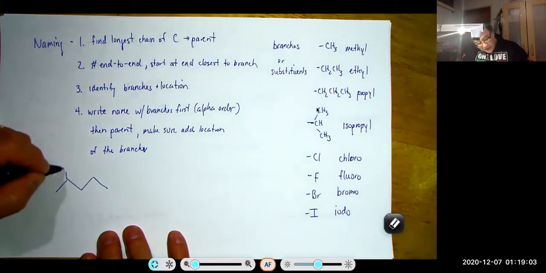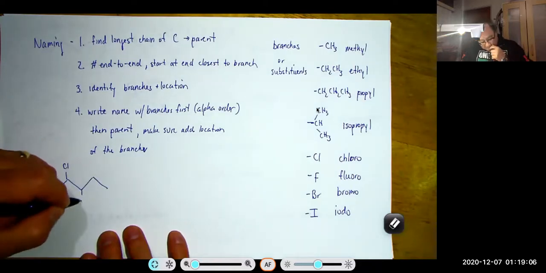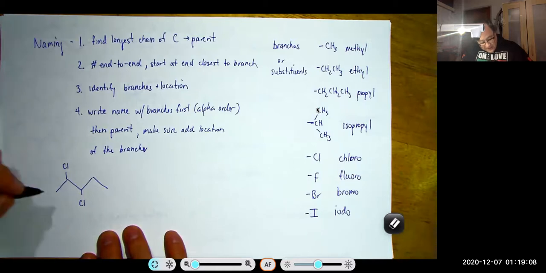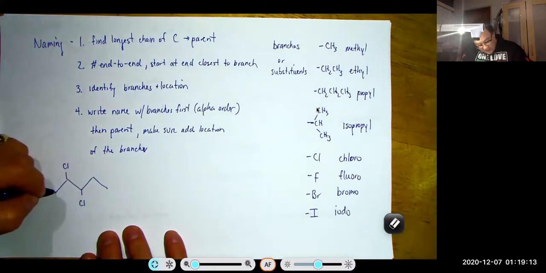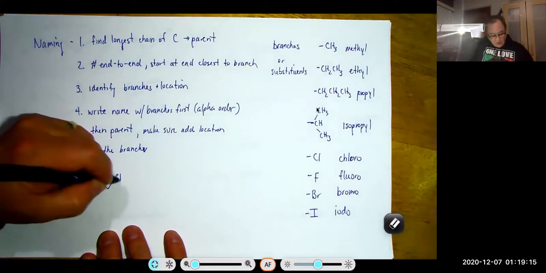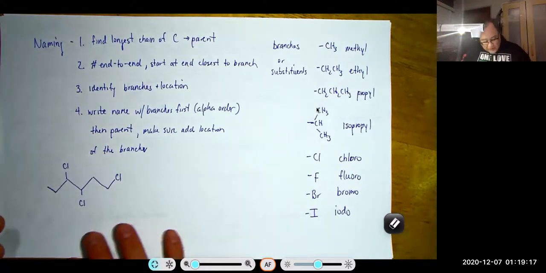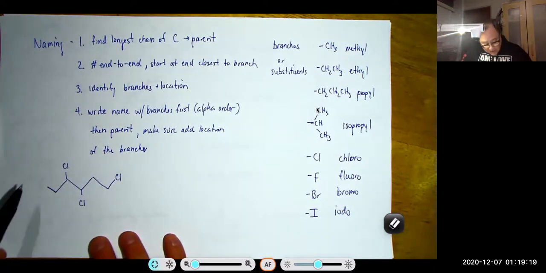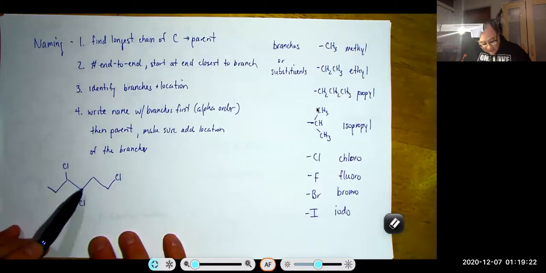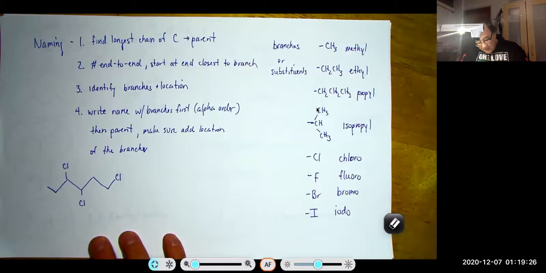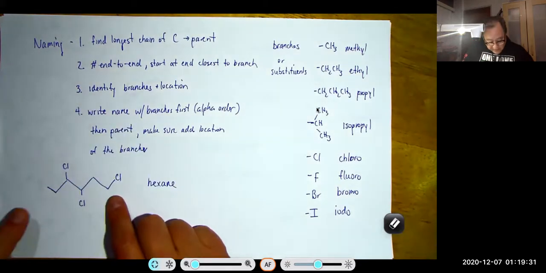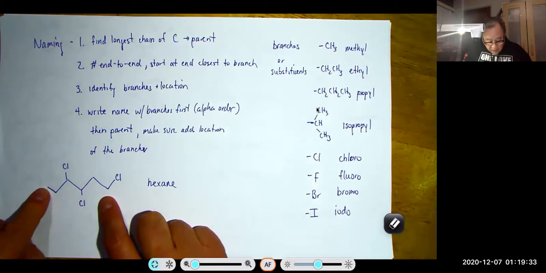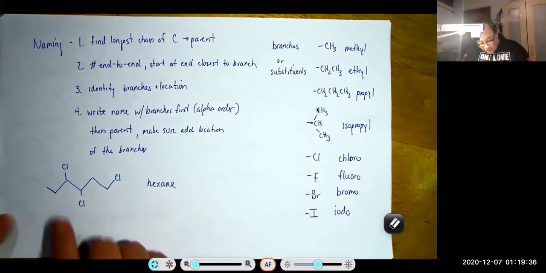I'm going to put a chlorine here and a chlorine here, and a chlorine here. Okay, so we can see that the longest chain is 1, 2, 3, 4, 5, 6, 6 carbons long. So the parent name is going to be hexane. Now, where do we want to start numbering this? Do we want to start numbering from the left to the right or from the right to the left? And the answer is we want to start here.